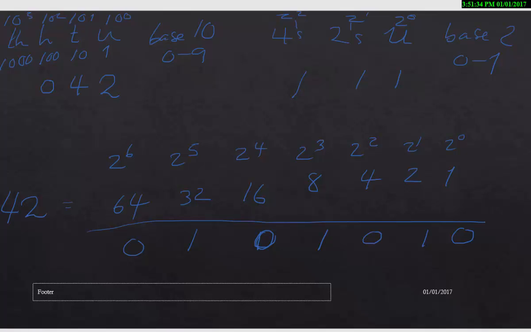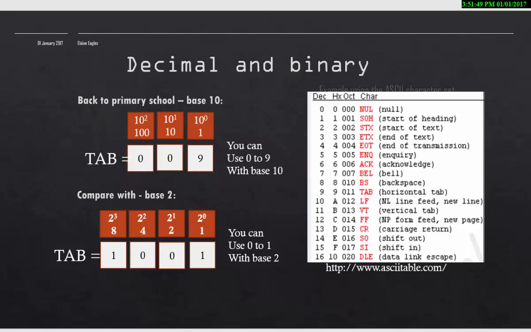So you start to just know these numbers off by heart. When you press the tab key, that's represented as 9, so 9 units, and 2 times 2 times 2 is 8, so one of those and one of those. So in binary it's 1001, but in decimal it's 9. Represented as base 10, it's 9. Represented as base 2 binary, it's 1001.